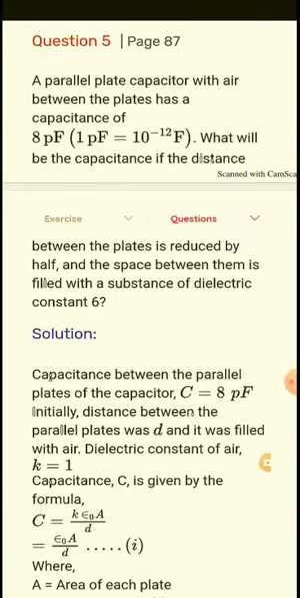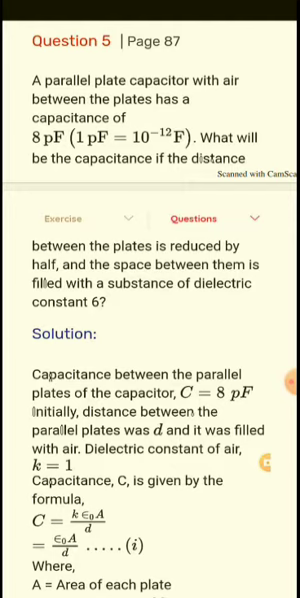A parallel plate capacitor with air between the plates has a capacitance of 8 picofarads. 1 picofarad is equal to 10 to the power of minus 12 farad. What will be the capacitance if the distance between the plates is reduced by half and the space between them is filled with a substance of dielectric constant 6? Initially there is air in between the plates. Now, after making the distance between the plates half, they are keeping a substance having dielectric constant 6.